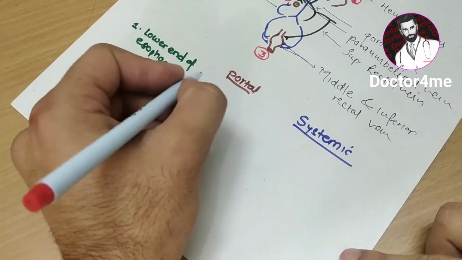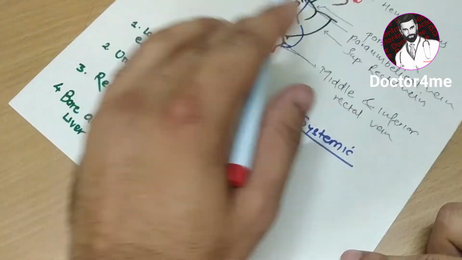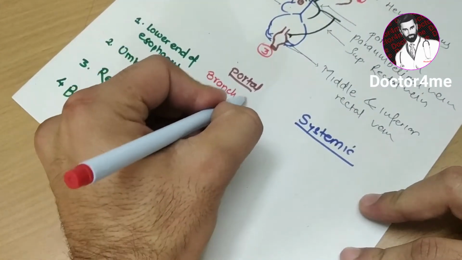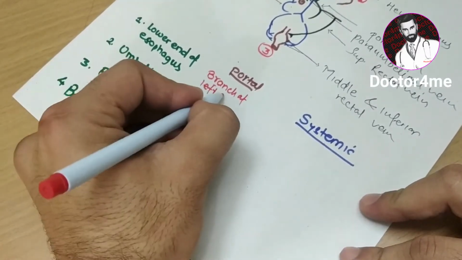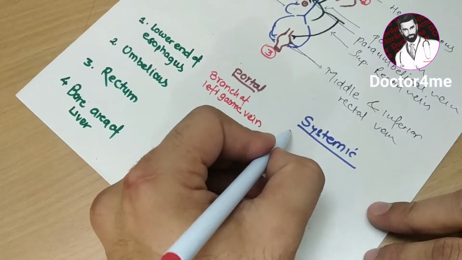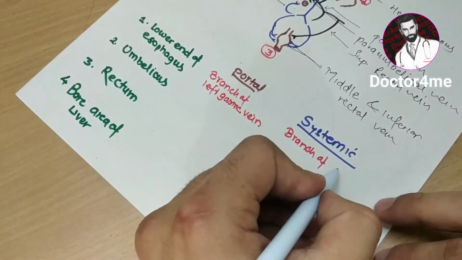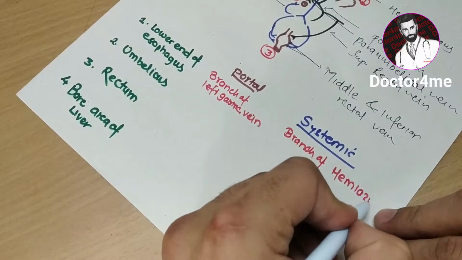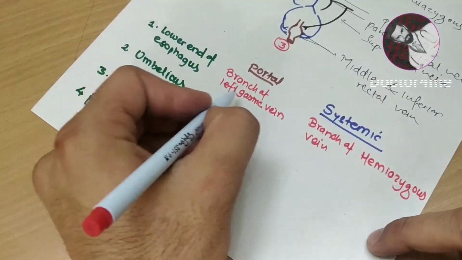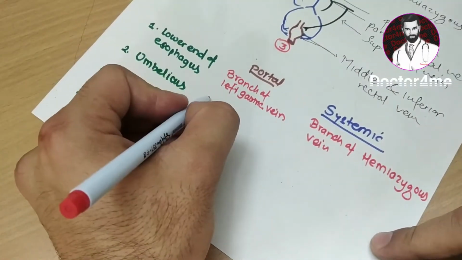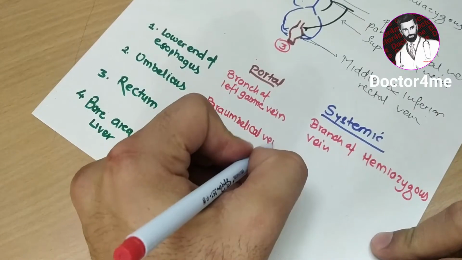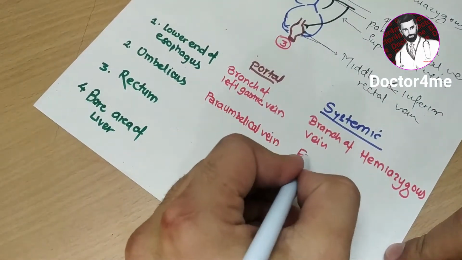In the lower end of the esophagus, the portal branch is the branch of the left gastric vein, and the systemic is the branch of the hemiazygous vein. In the umbilicus, the portal branch will be the paraumbilical vein, and the systemic will be the epigastric vein.